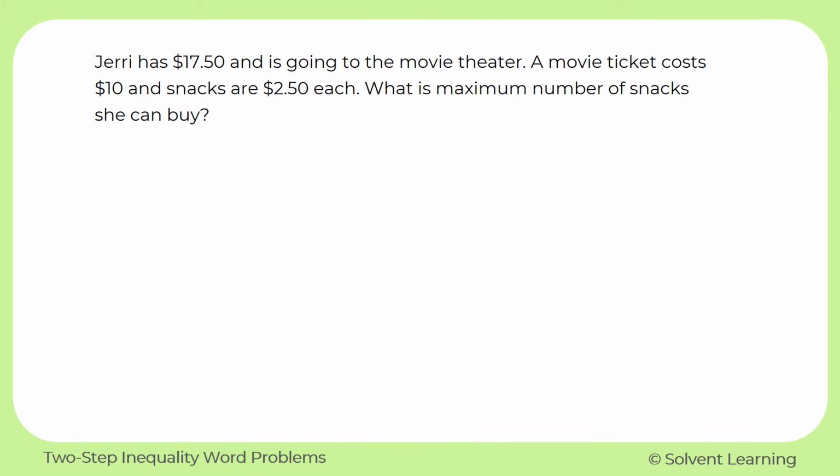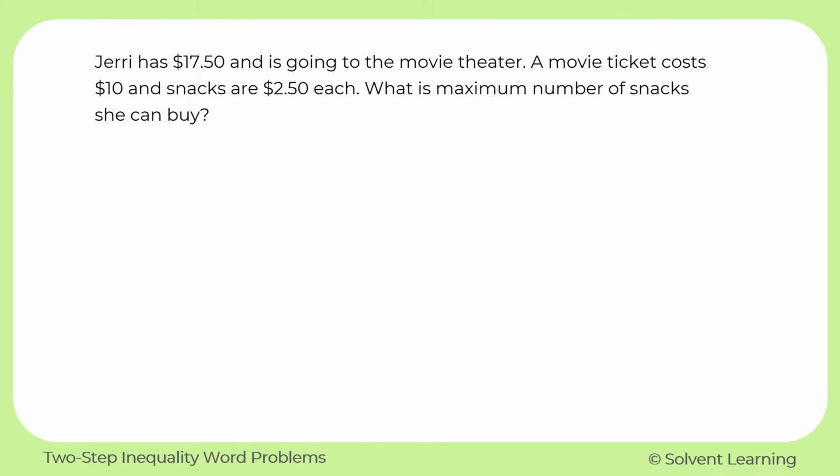So here's our first word problem. Jerry has $17.50 and is going to the movie theater. A movie ticket costs $10 and snacks are $2.50 each. What is the maximum number of snacks she can buy?